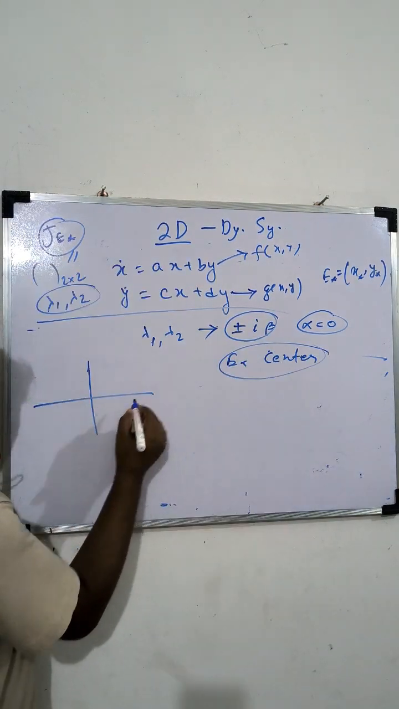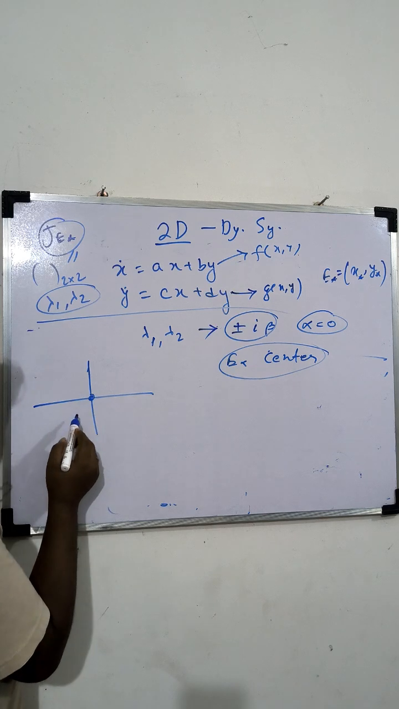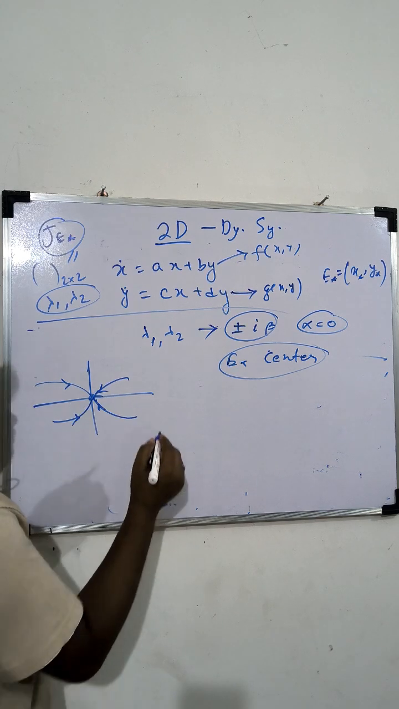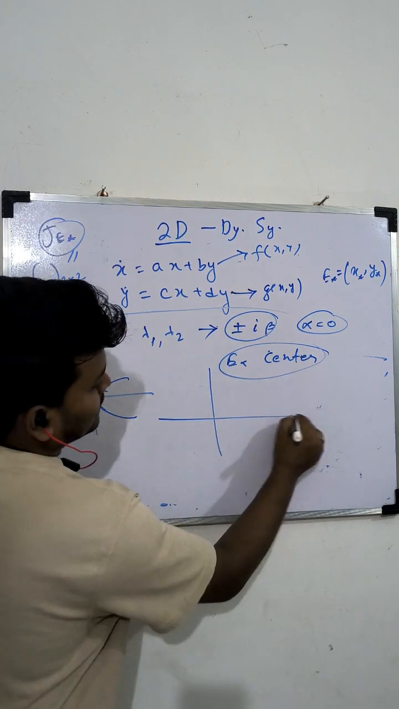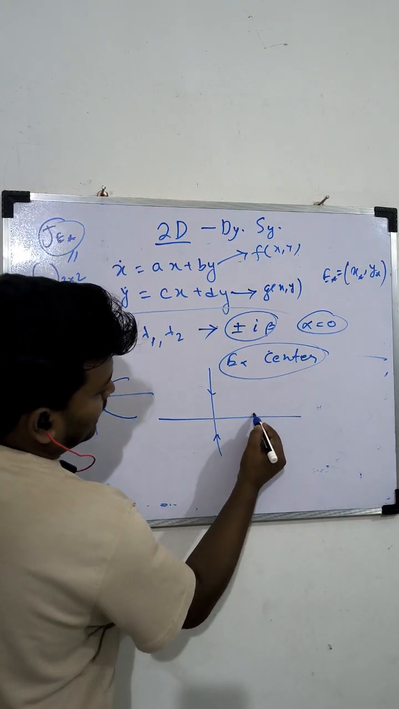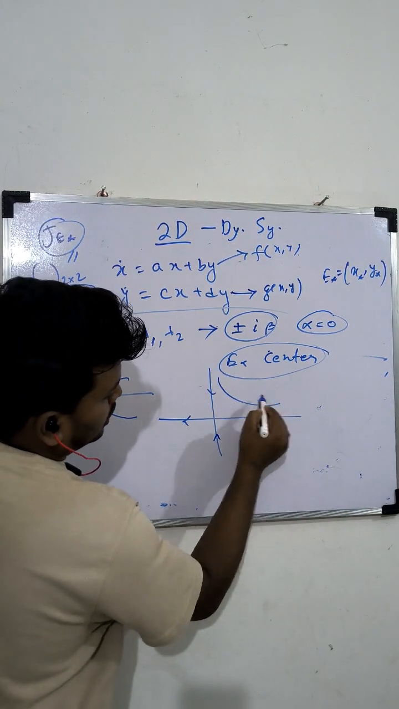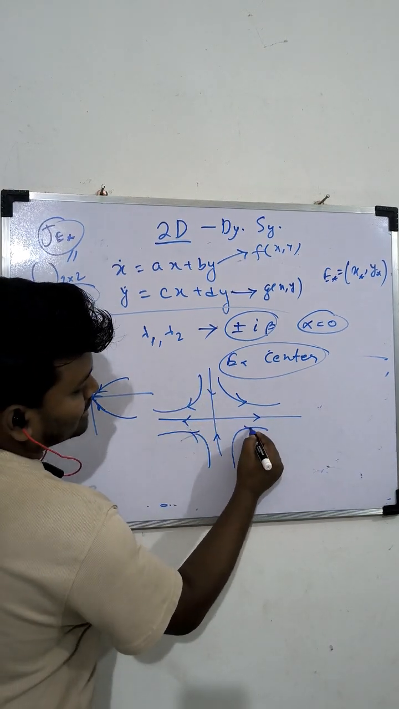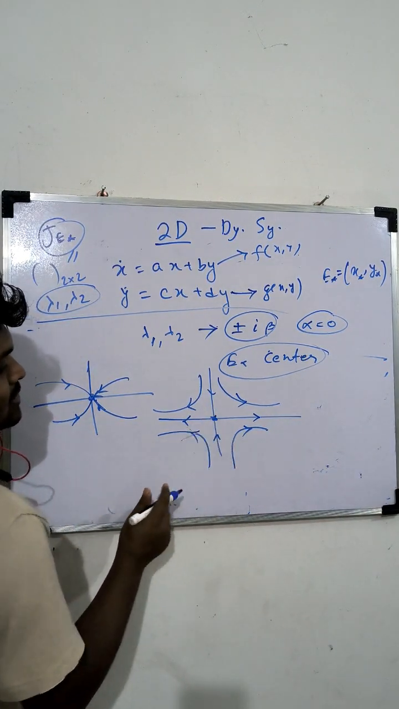A stable node will look like this. If this is a stable node, then the solution trajectories approach toward it like this. If this equilibrium is a saddle, then it will look like one axis stable and the other axis unstable. So trajectories from one side approach this equilibrium point and from the other side move away from this equilibrium point. So this is a saddle.